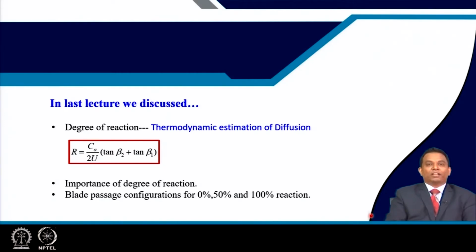If you look at the equation for degree of reaction, it is U by Ca into bracket tan beta 2 plus tan beta 1. So it correlates our axial velocity, our peripheral speed, and also our blade angles. You can realize the importance of these parameters in design.